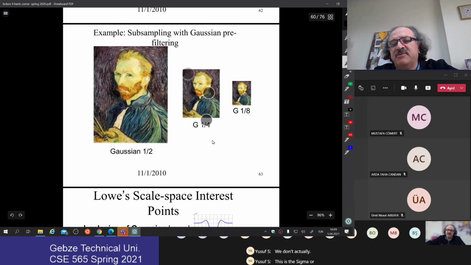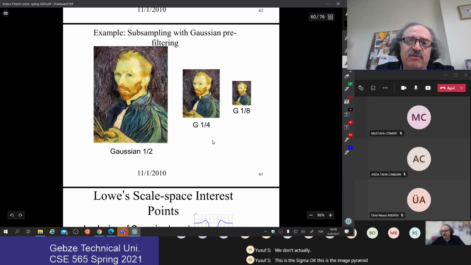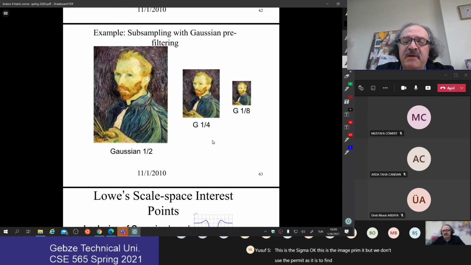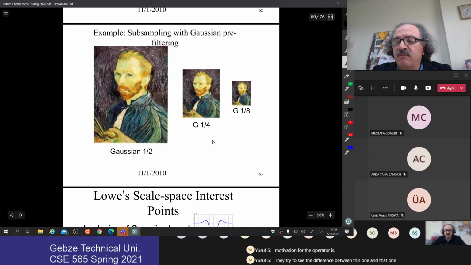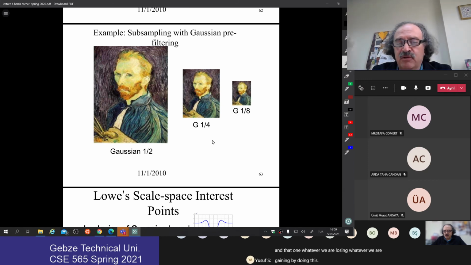Okay, this is the image pyramid, but we don't use the pyramid as it is to find the special points within this pyramid. We use some other operators. The motivation for the operators is they try to see the difference between this one and that one and that one, whatever we are losing, whatever we are gaining by doing this.